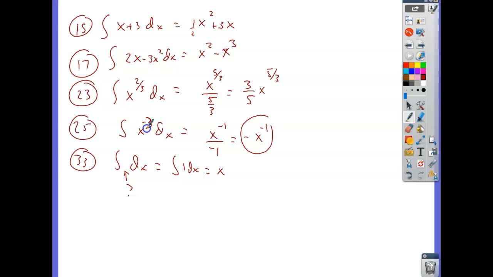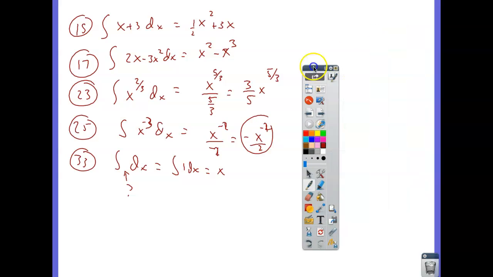So this is a -3, which means this is a -2, and dividing by a -2, so that gives me over 2, and a -2 here. Yep. Thank you for the catch. So 27.